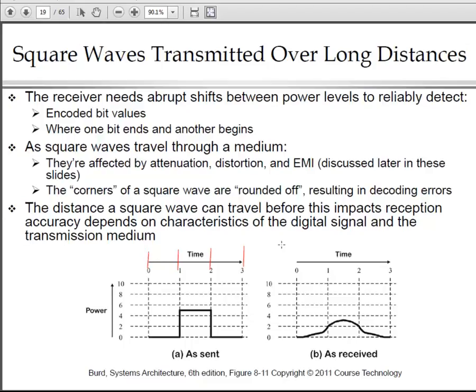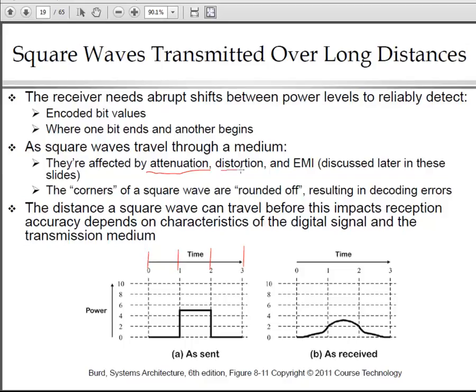We're going to pick up on that theme a little later on when we get into bandwidth. But for now, simply realize that this is a complex signal. As that complex signal moves through a transmission medium, particularly a long transmission medium, it's going to be affected by a number of things that we're going to discuss on later slides. One of them is called attenuation. Its power level is going to drop.